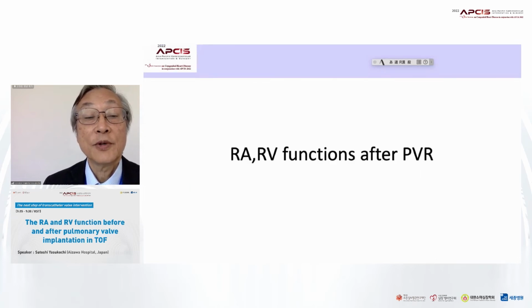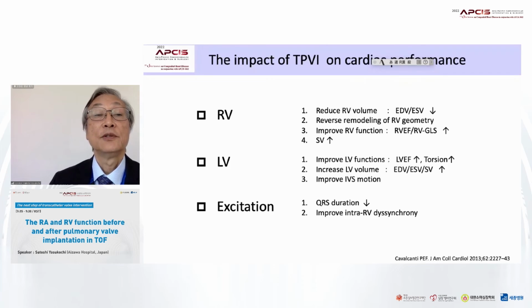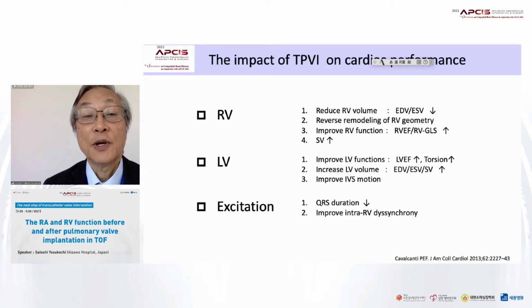What happened to RV and LV functions after the PVR? So, a summary of these parameters to assess performance. For the RV, after TPPVI there are reduced RV volumes and reverse remodeling of the RV geometry, with improved RV function and increased stroke volume. LV function can be improved in ejection fraction and torsion, with an increase in LV end-diastolic volumes as well as end-systolic volumes. And for excitation, I think the QRS duration was shortened.